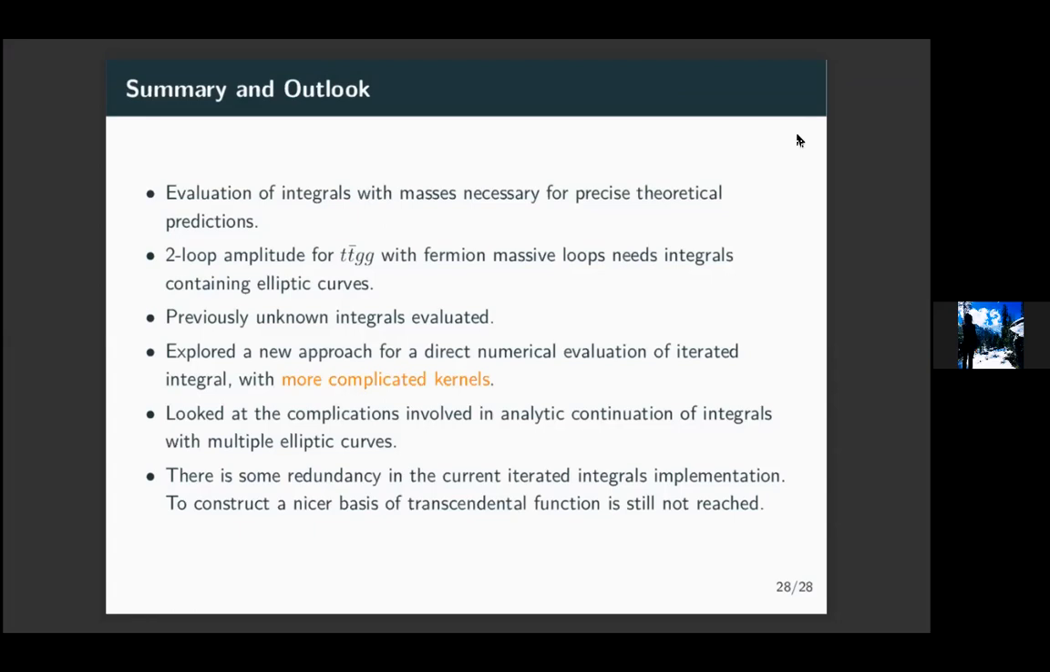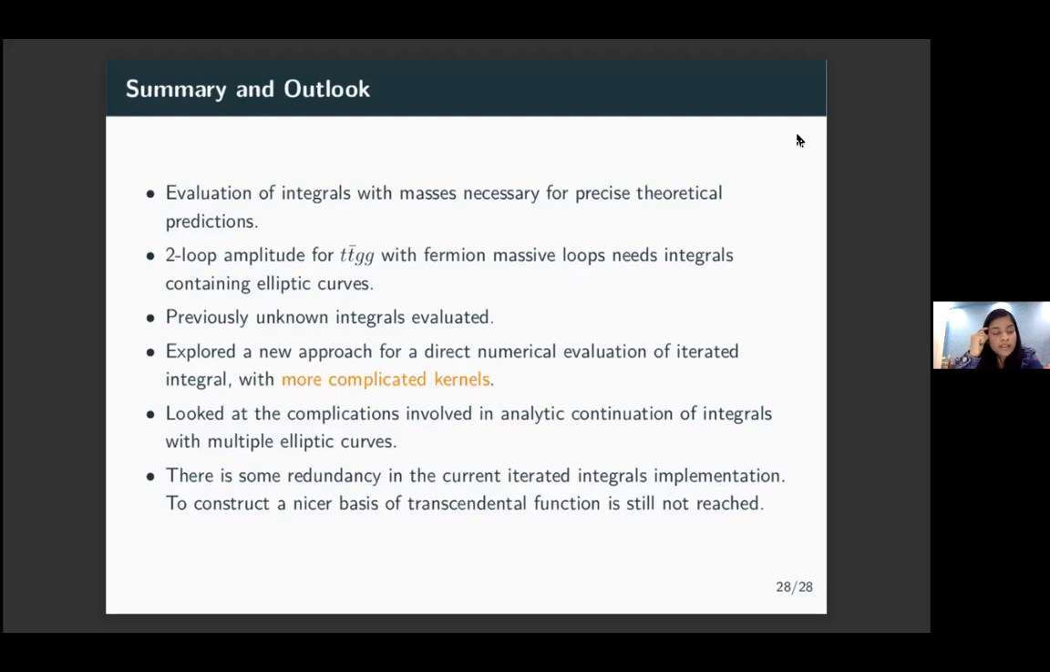I have a very naive question. You said that because of the involvement of masses in the loops, we have to deal with those elliptic curves, right? So if we change the basis of master integrals, is there any way that we do not come across those elliptic curves?